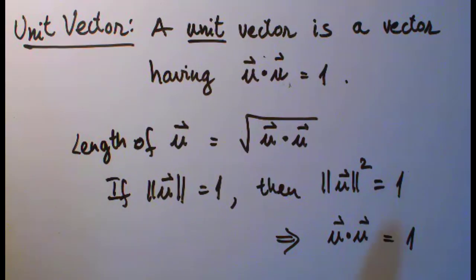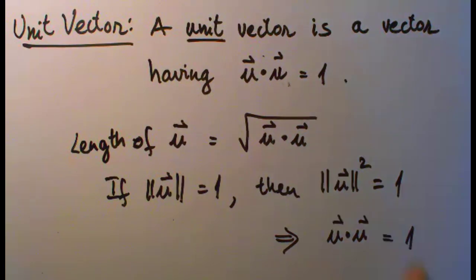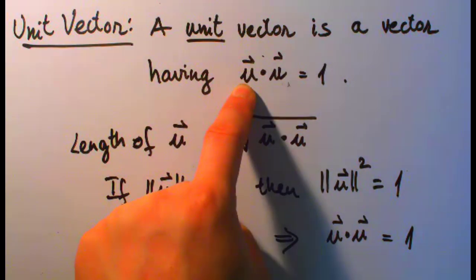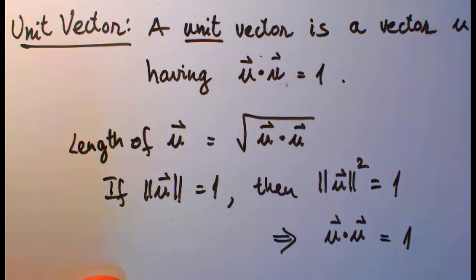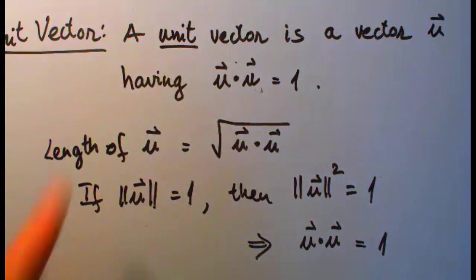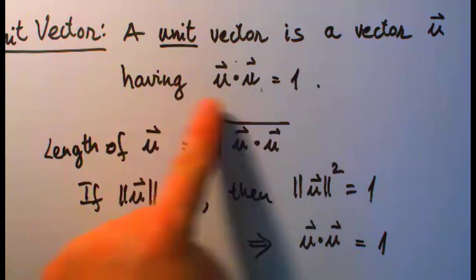And so for convenience, we use this newly developed way to define what it means to be a unit vector. So a unit vector is a vector u dotting itself, I should have redefined my definition a little bit, but a unit vector is a vector u having the property u dot u equals 1.